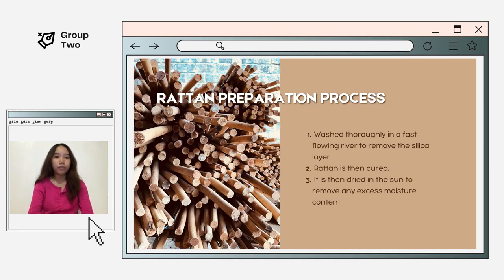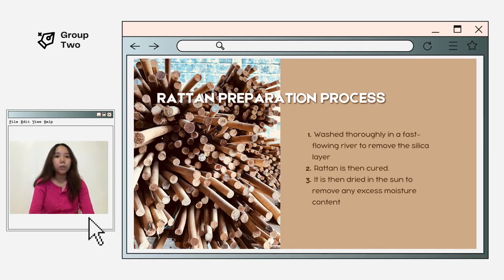Now for the rattan preparation process. Once the rattan is harvested, it is then washed thoroughly in a fast-flowing river to remove the silica layer on top of it. Once the silica layer is removed, rattan is then cured, turning its pale green color into the yellow color that we know.